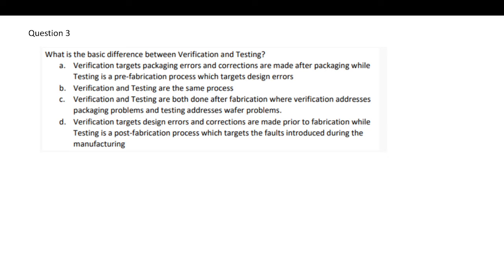Yes, option D. Verification targets design errors and corrections are made prior to fabrication, while the testing is a post-fabrication process which targets the faults introduced during the manufacturing.